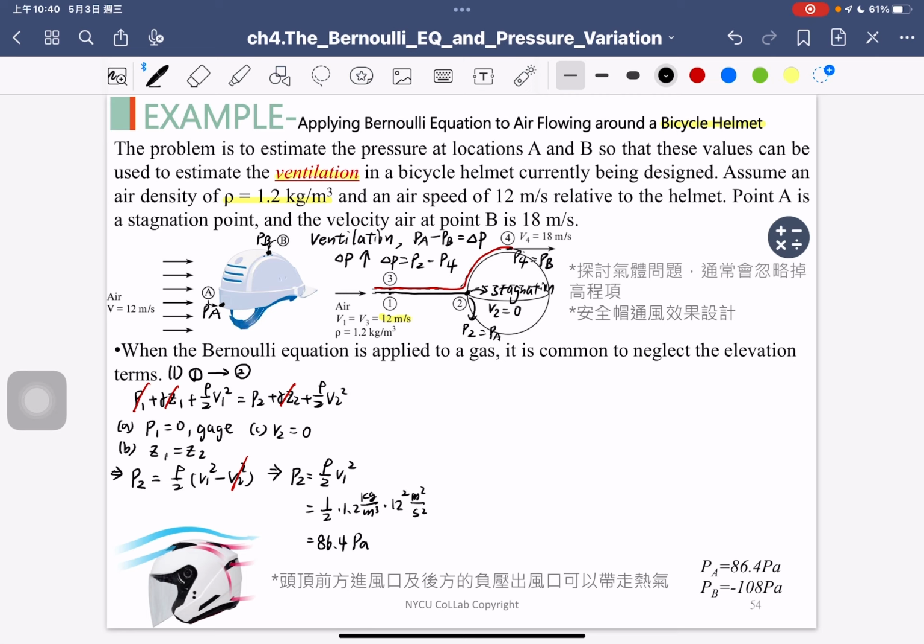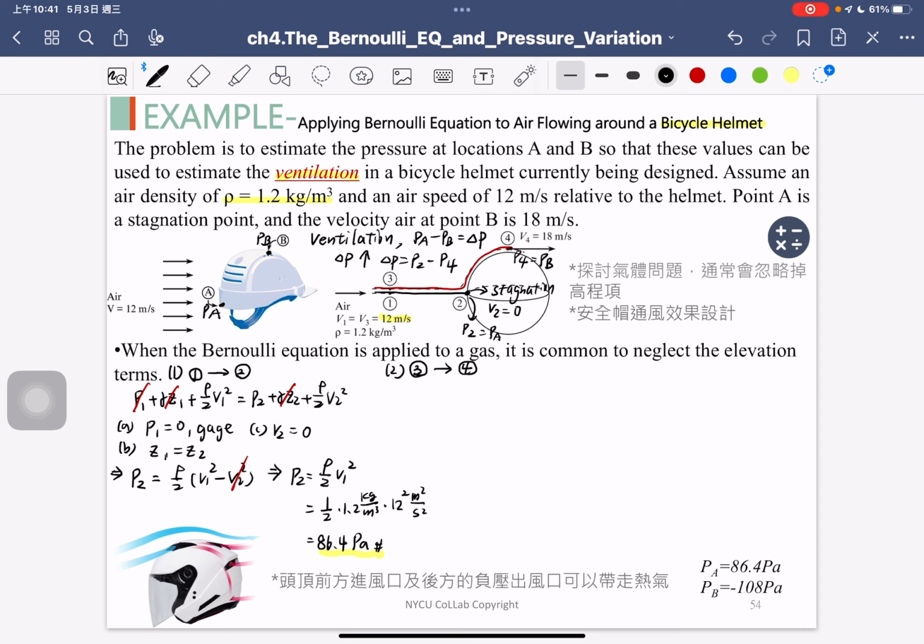As you can see from the answer, the pressure is quite small compared to 1 atm. That is only a little bit of pressure caused by the flowing air. So we know the P2 pressure equals this value. The second question is how large the P4 pressure is. So we change to a different straight line, from point 3 to point 4.